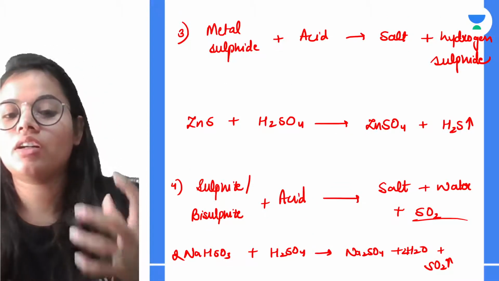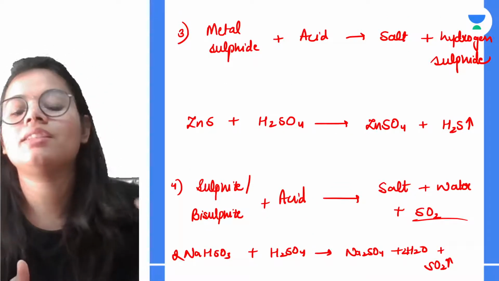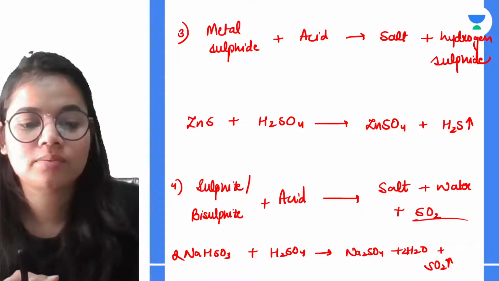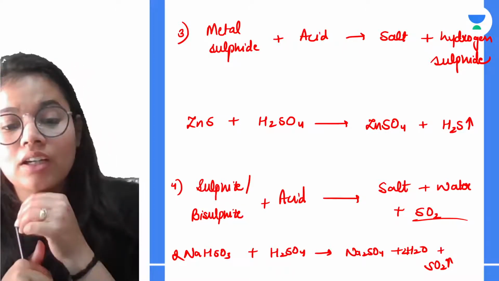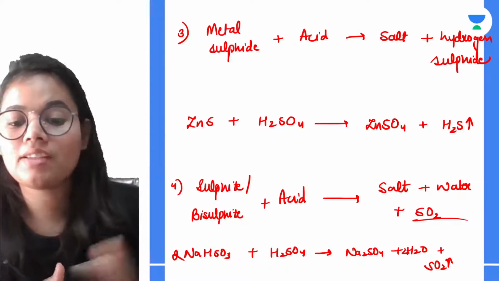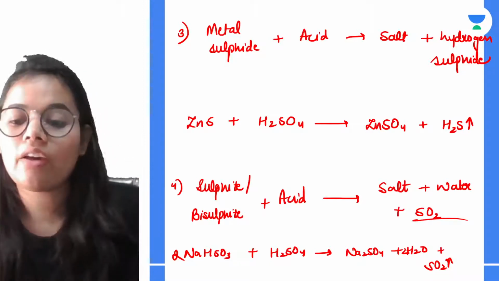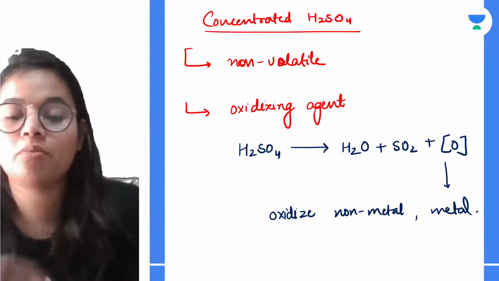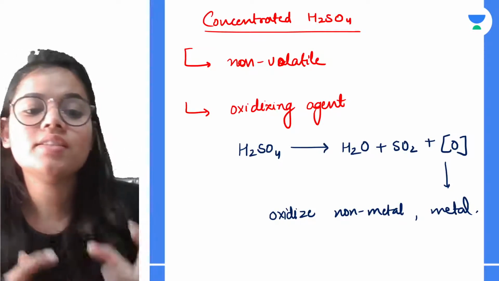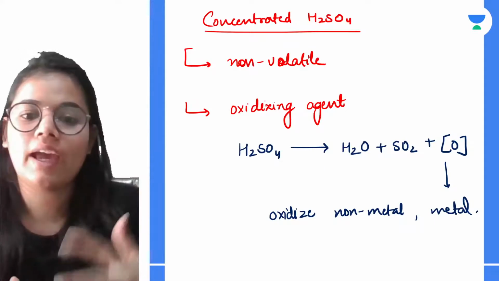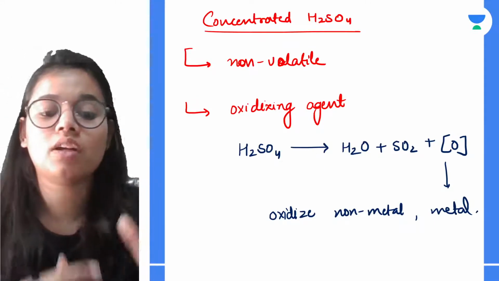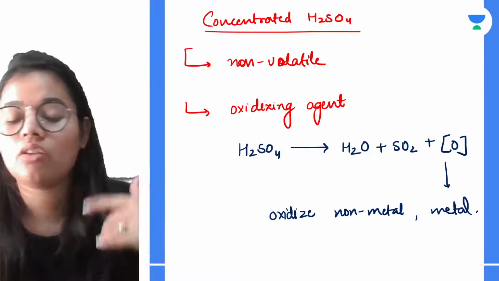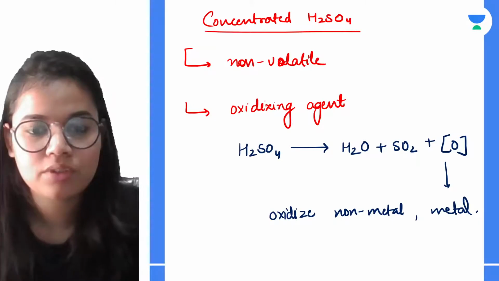In place of carbonate, if you are taking metal sulfide, we will be getting hydrogen sulfide gas with salt. After that, if it reacts with sulfite or bisulfite, we will get sulfur dioxide gas, and the sulfur dioxide gas is very harmful, it pollutes the environment. Then concentrated sulfuric acid is non-volatile, and it acts as an oxidizing agent. When it undergoes thermal decomposition, it produces nascent oxygen, which oxidizes the metal, non-metal, and other compounds.